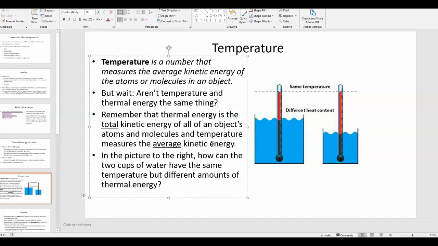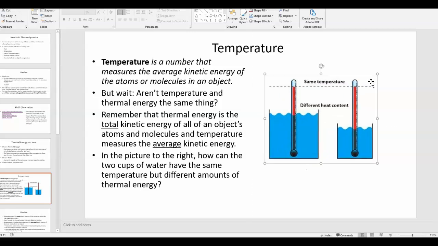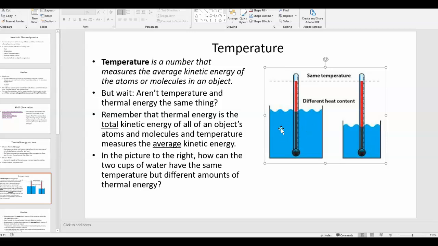So for example, you could have, let's say, 2 cups of water, and let's say in each cup of water you put a thermometer, and they have the same temperature. Just because they have the same temperature doesn't mean they have the same thermal energy, right? How can that be? Well, clearly, the bigger cup on the left has more atoms. If they have the same temperature, that means on average, the atoms have the same energy. But if you have more of them, then you would have a higher thermal energy.